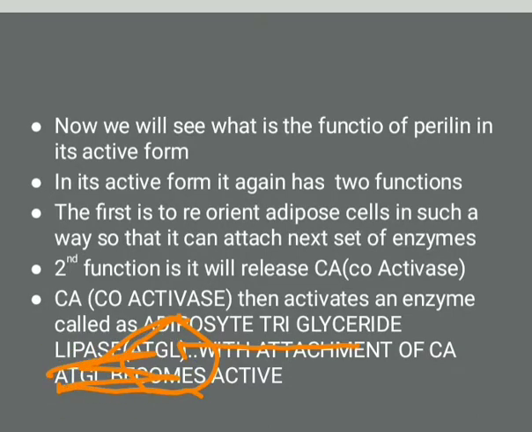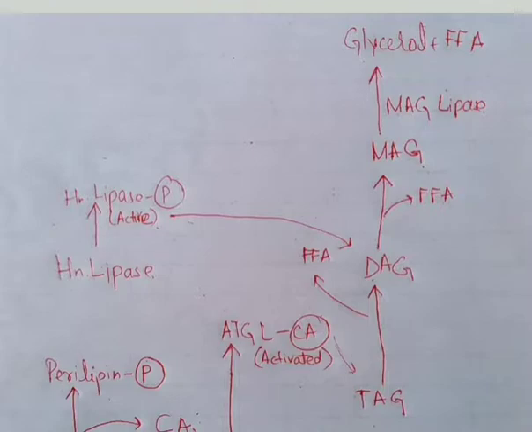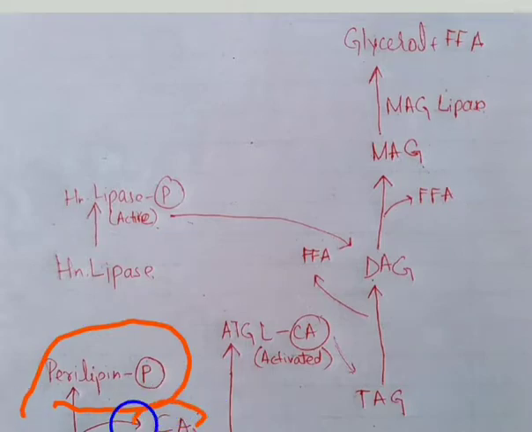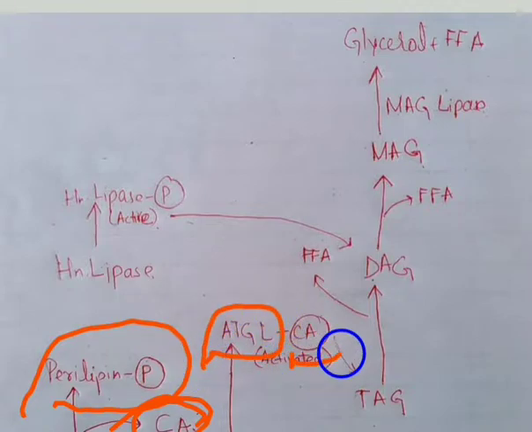So with the attachment of CA, ATGL becomes active. What is the meaning of this? You can see here that while being activated, perilipin P releases CA, known as coactivator. This coactivator combines with ATGL, and ATGL becomes ATGL-CA. This is the activated form of ATGL.